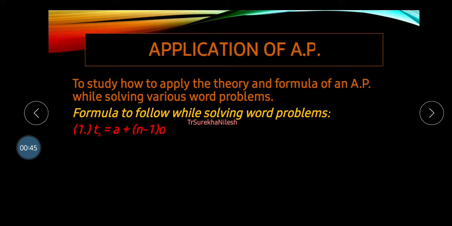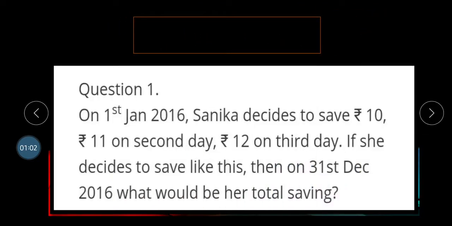Our first formula is Tn is equal to a plus n minus 1 times d, and the second formula is Sn is equal to n by 2 into 2a plus n minus 1 times d. This is our practice set 3.4, that is on textbook page 78.